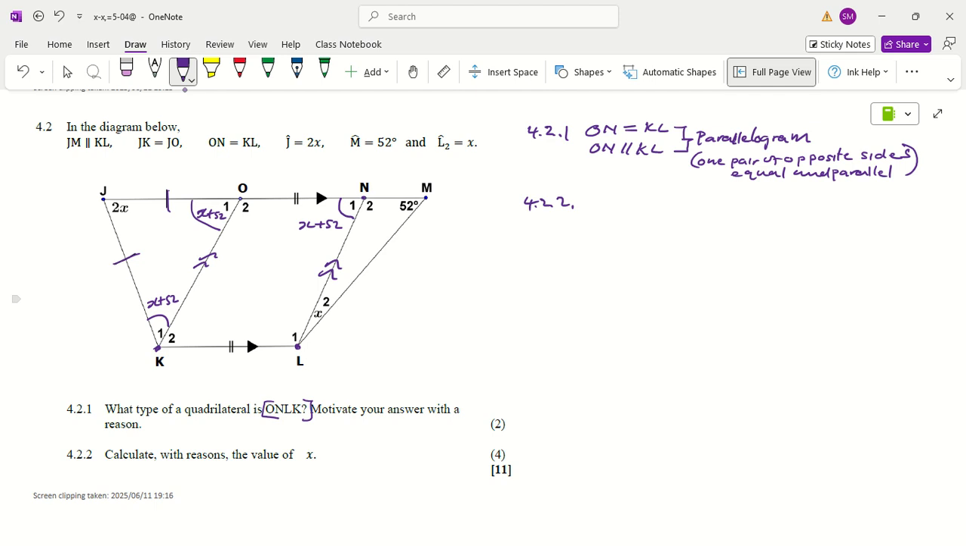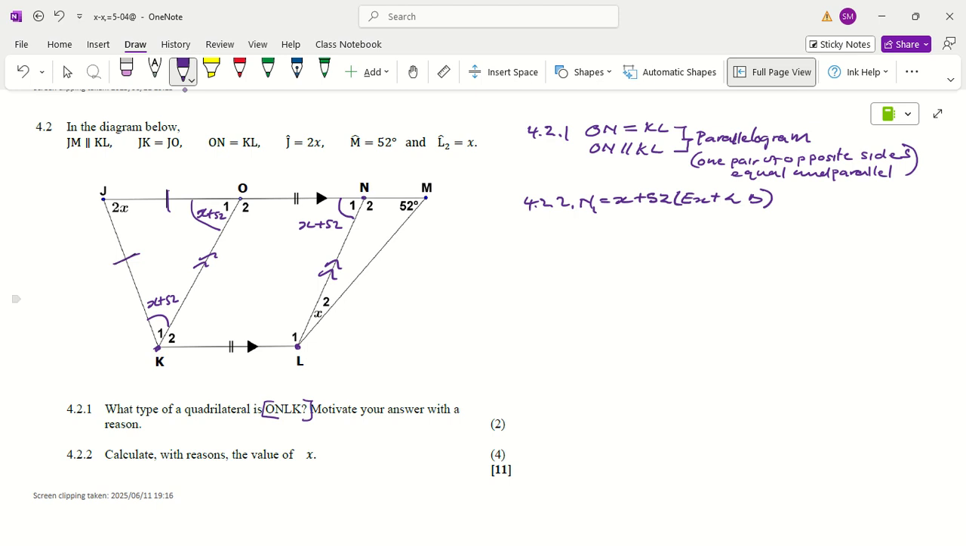Now, the sum of interior angles of a triangle adds up to 180, and then I can solve for x. But how do I write this down? First of all, n1 is equal to x plus 52. It's x plus 52 because this is the exterior angle of a triangle, right?